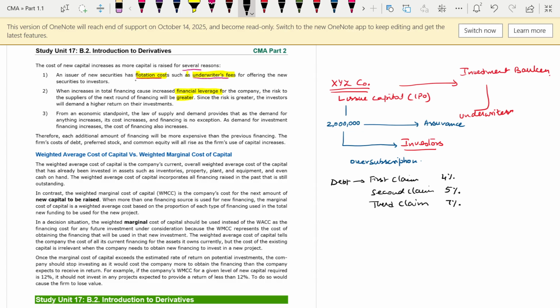Now, what happens if you are going for additional finance? If you are going for additional finance, the risk to the suppliers of the next financing will be greater. Since the risk is greater, the investors demand higher returns on their investments.